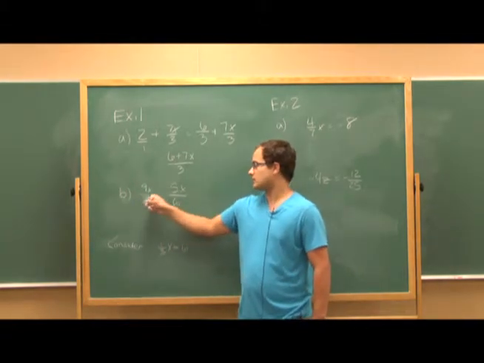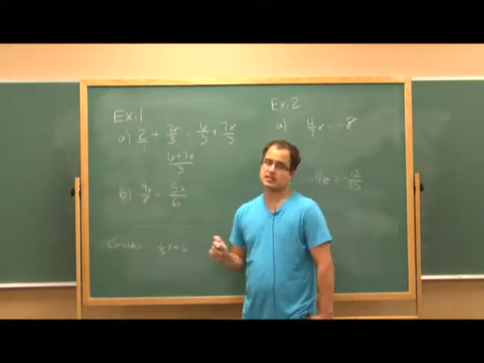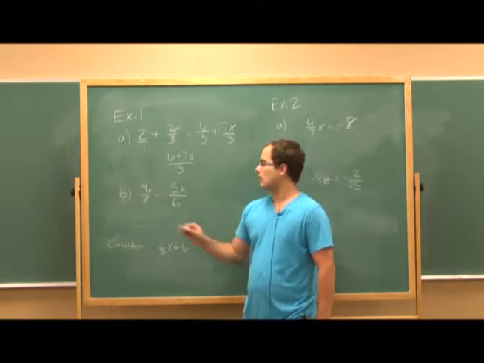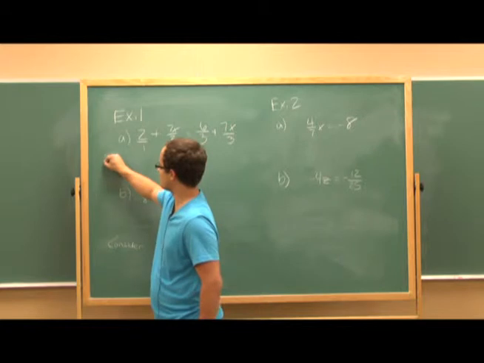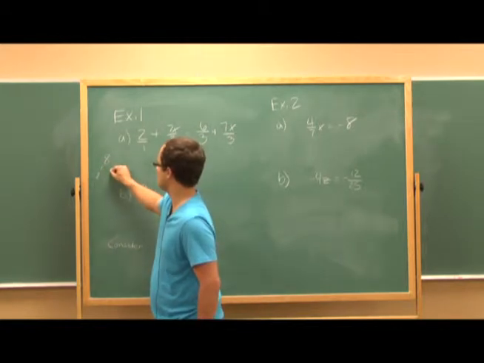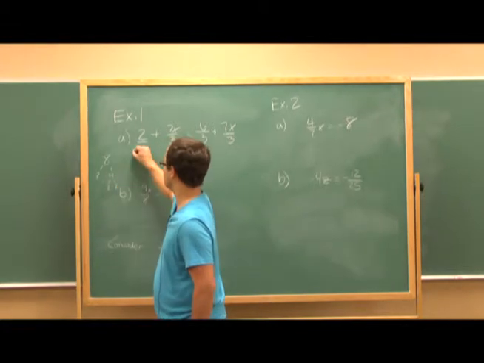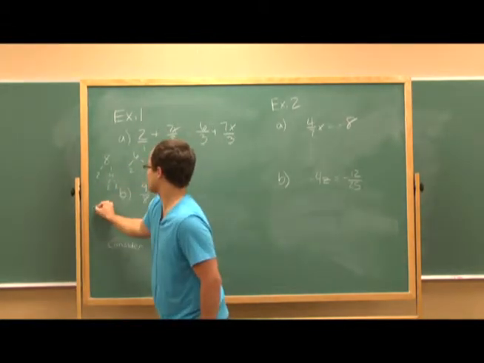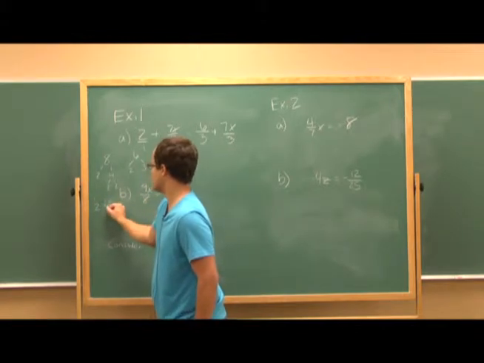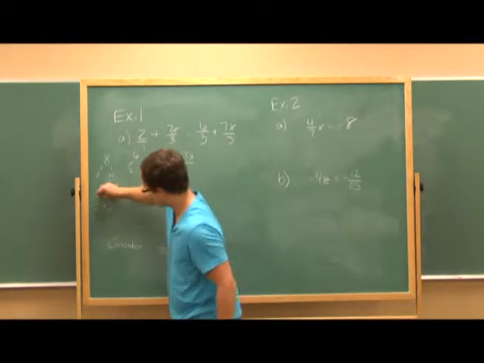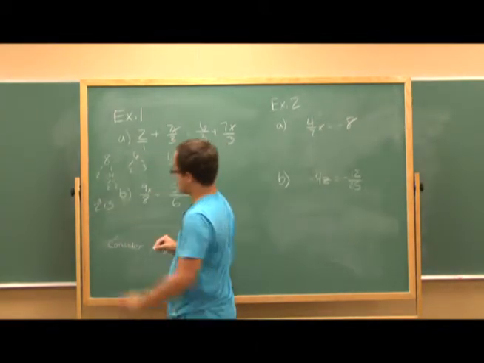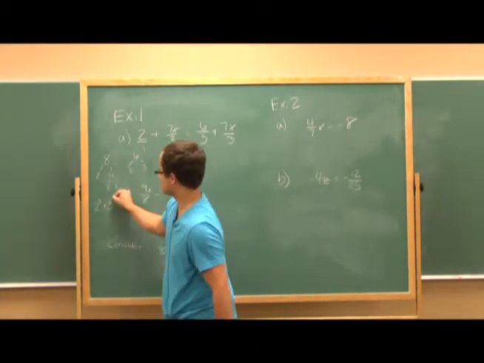Now, 9x over 8 minus 5x over 6. I have to find the LCD of 8 and 6. So I'll do their factor trees over here. 8 goes to 2 and 4, which goes to 2 and 2. 6 goes into 2 and 3. So that means my LCD contains a 2 and a 3. 8 has three 2's, 6 has one 2. The most 2's is 3. 8 has zero 3's, 6 has one 3. Most 3's is 1.